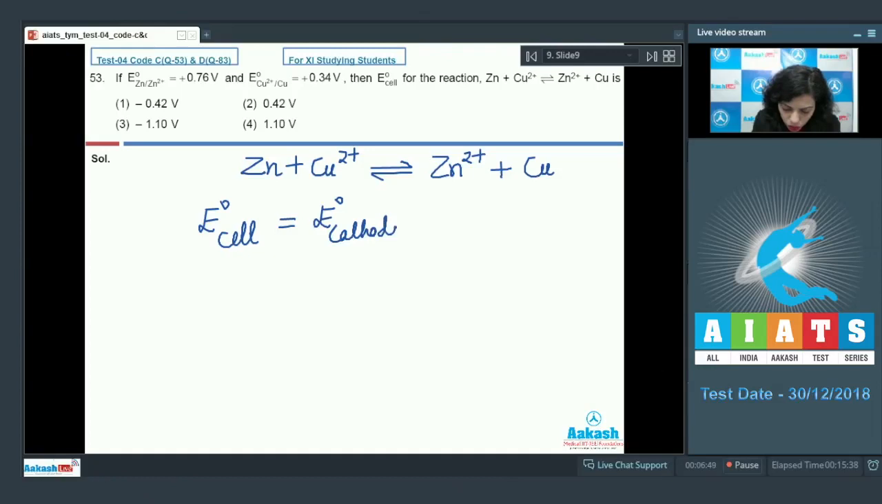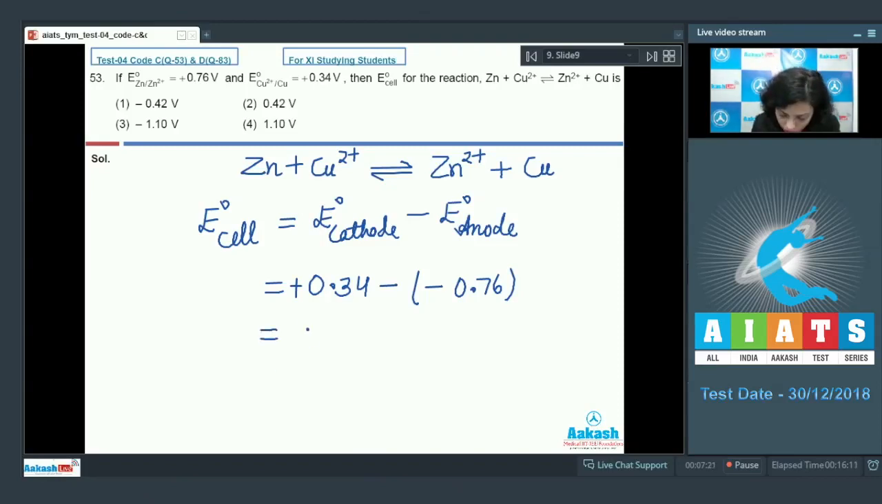E0 cathode minus E0 anode. And at cathode we are taking copper because it is getting reduced. So its value is 0.34 volt, a positive value, minus, what about zinc? The value becomes 0.76 volt. And then if you solve this, you will find out that this value is 1.10 volt. And if it is so, option 4 is the correct option, and that's why I'll choose it.